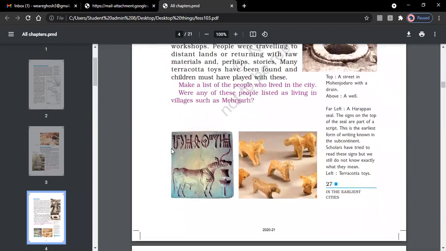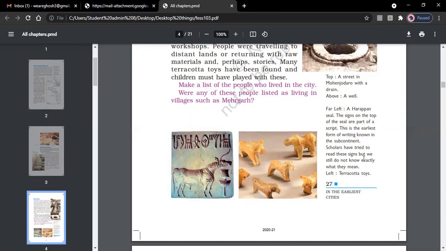Again, this is a seal. We will later discuss what seals are, but these are picture-based questions you can get, so read this very carefully. The teacher can ask you: identify the picture given above, what does the sign on the picture depict, have the scholars been able to read this sign, how were they made, and what is the shape of these objects? All your questions are here.